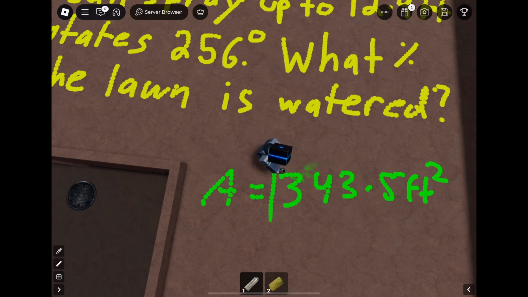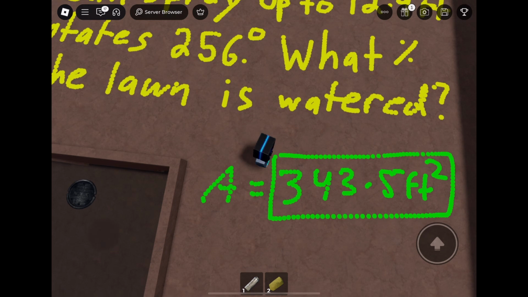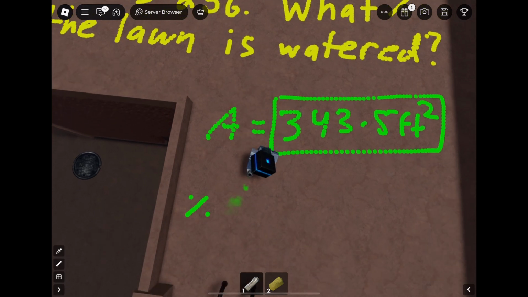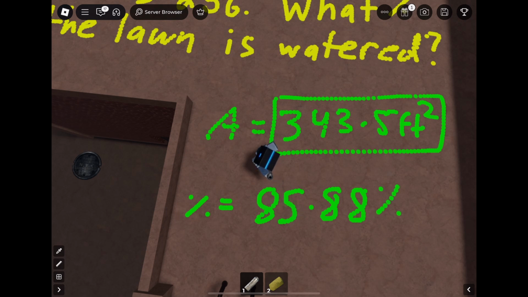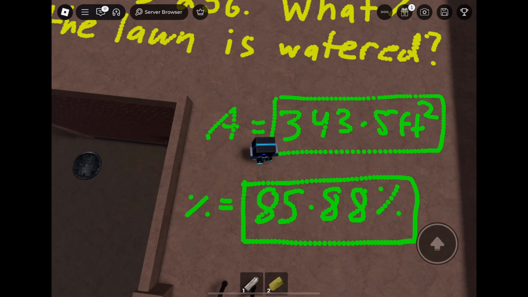And then now, all we need to do is compute the percent of the lawn that's watered. To do that, all you need to do is just divide this by 400 to get what fraction is covered, and then just multiply it by 100%. And if you do this on your calculator, you should be finding that the percent just comes out to be 85.88%. So that means we cover this much of the lawn. So the sprinkler does most of the job for us, which is good. Let's move on to our final problem of the day.